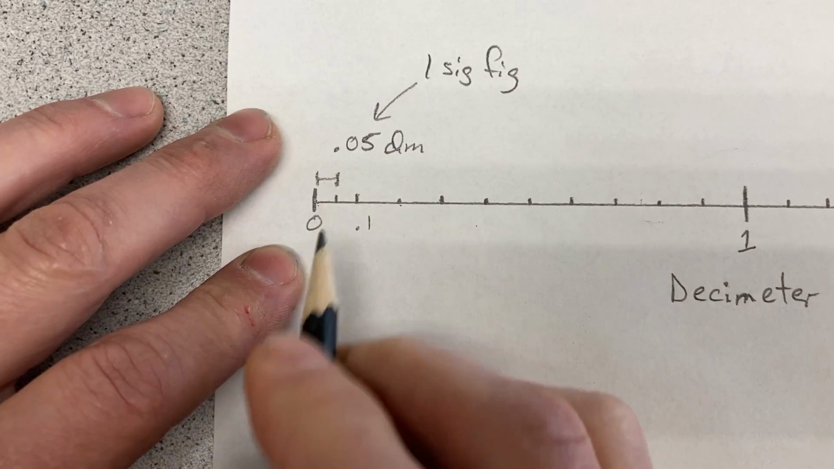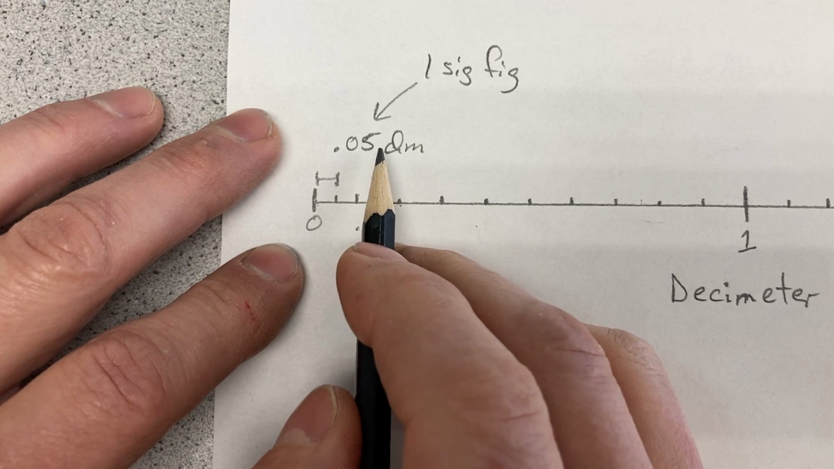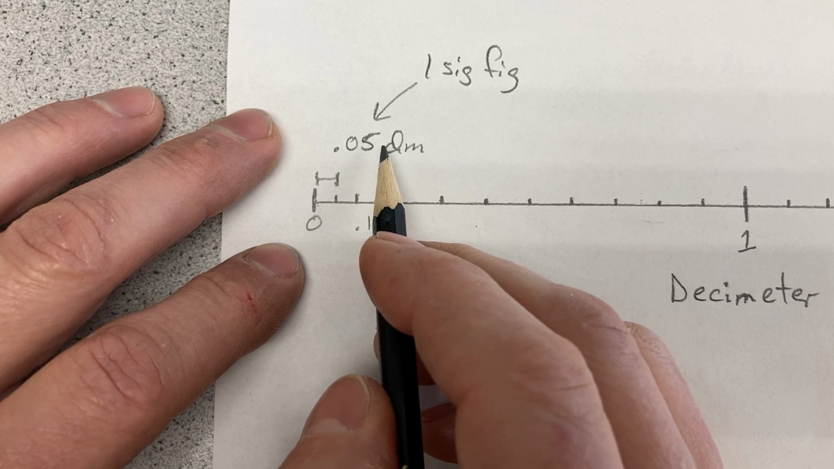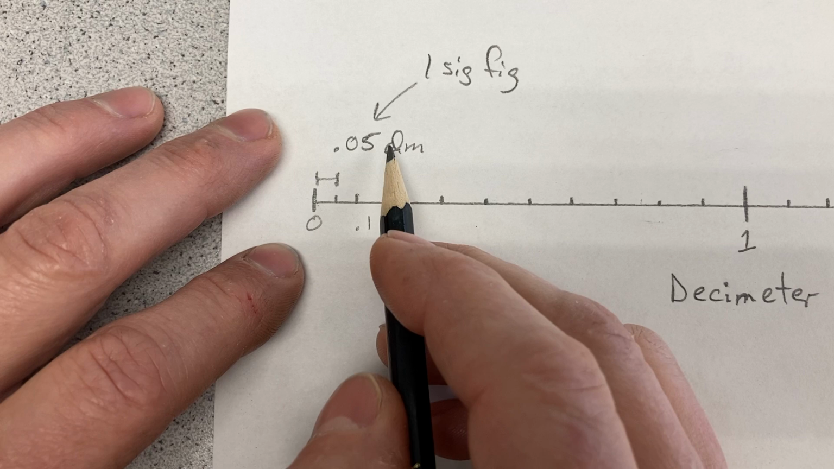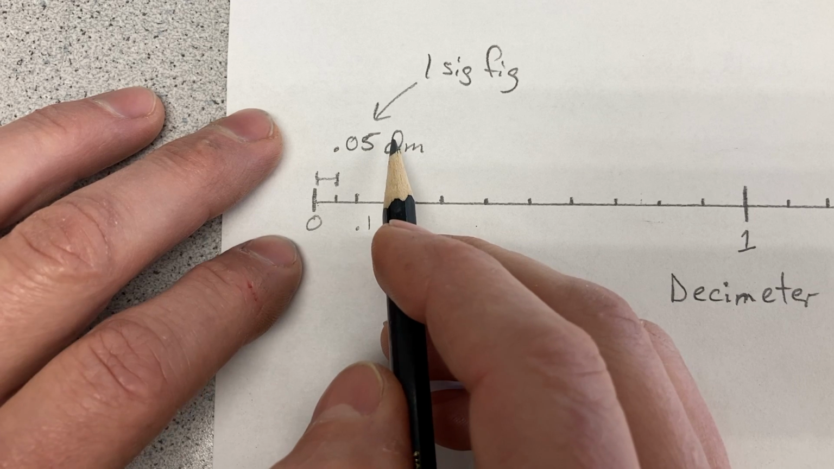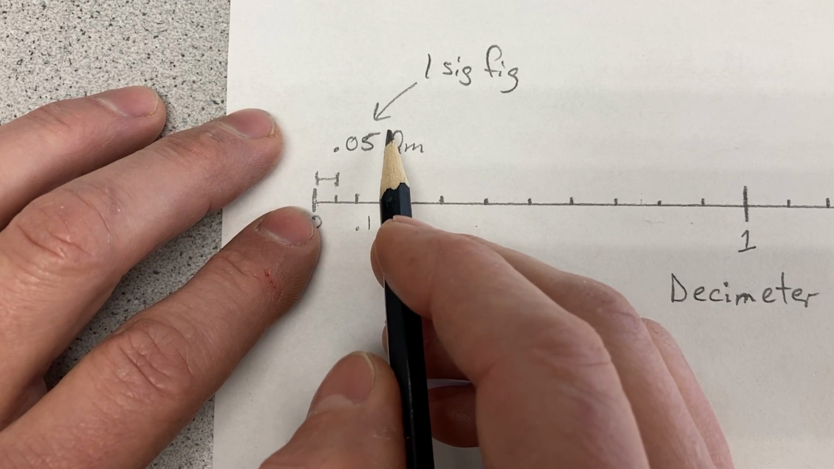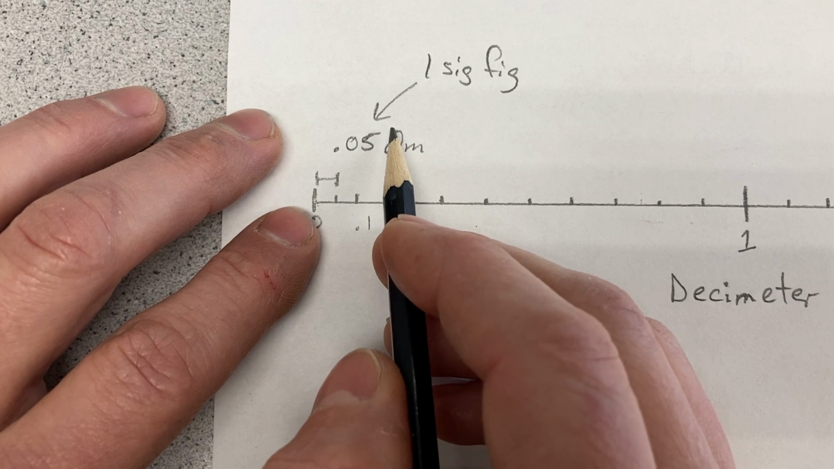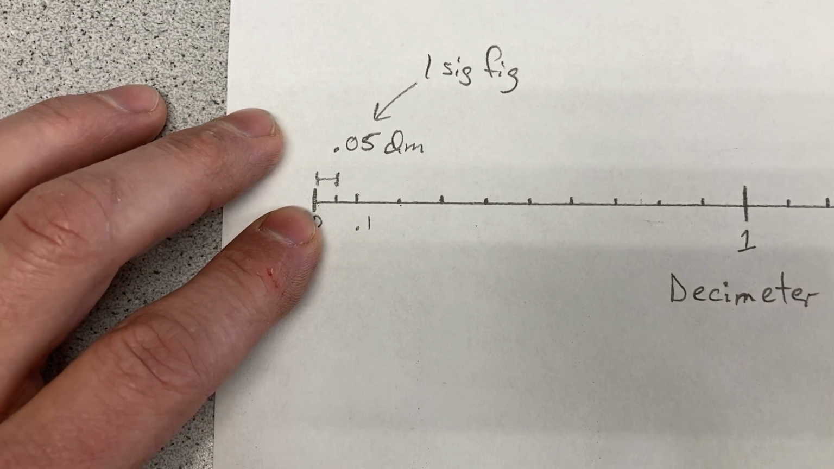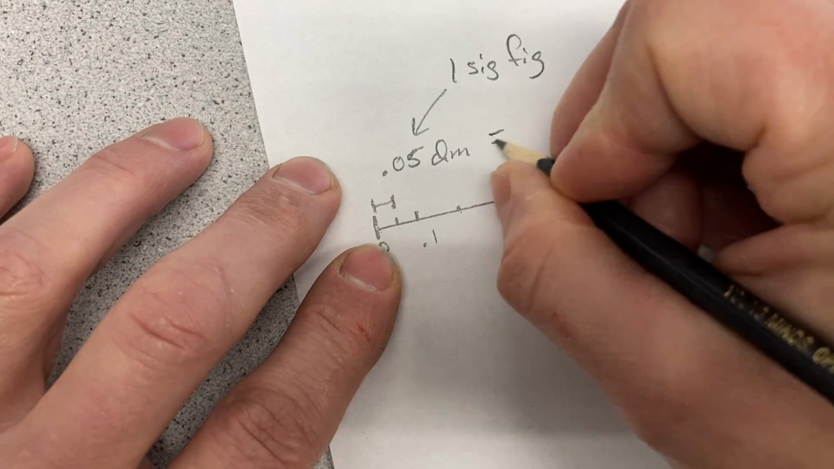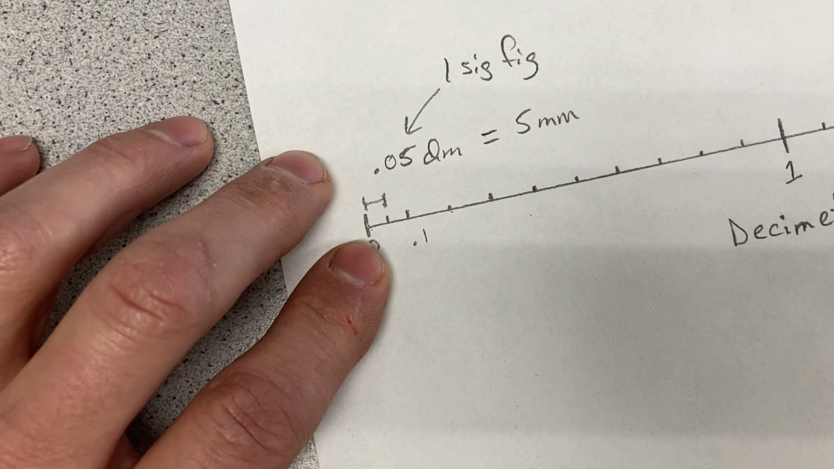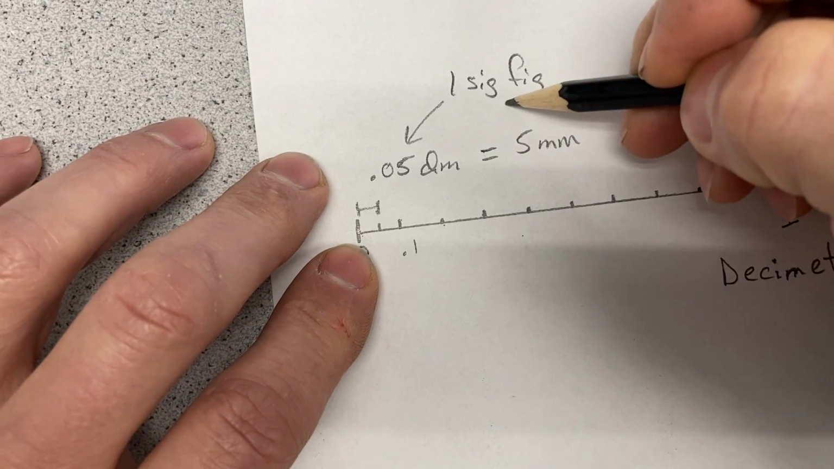Okay. Now, let's say I'm using that somewhere where I need to add or subtract or something like that, and I need to convert it into centimeters because I need to have the same units, or maybe millimeters. Millimeters would be a better example. So to convert this into millimeters, I would need to move the decimal place 2 to the right to get it into millimeters. So converting it into millimeters, I would have 5 millimeters, okay, which is of course also 1 sig fig.